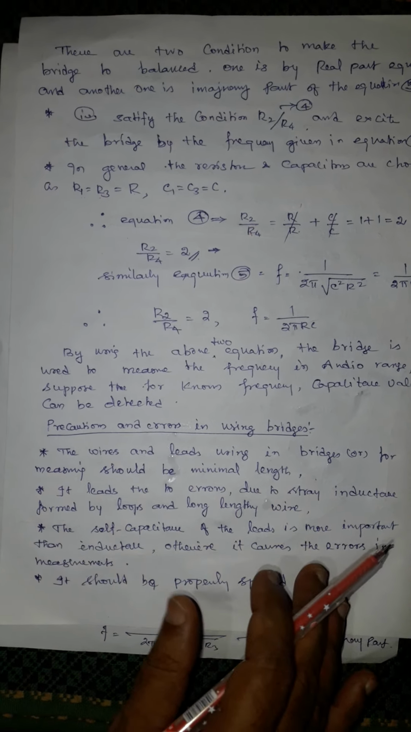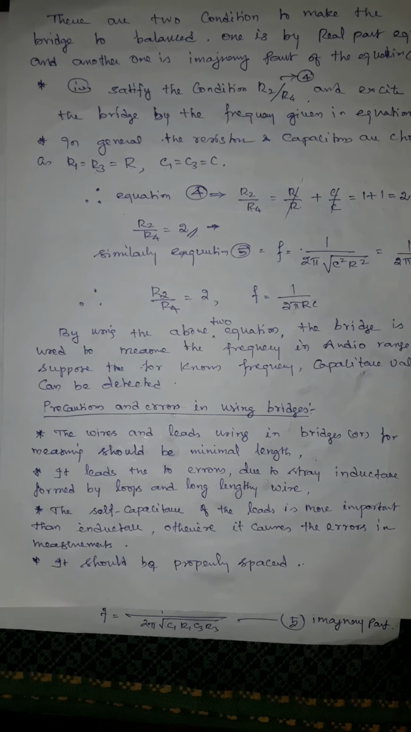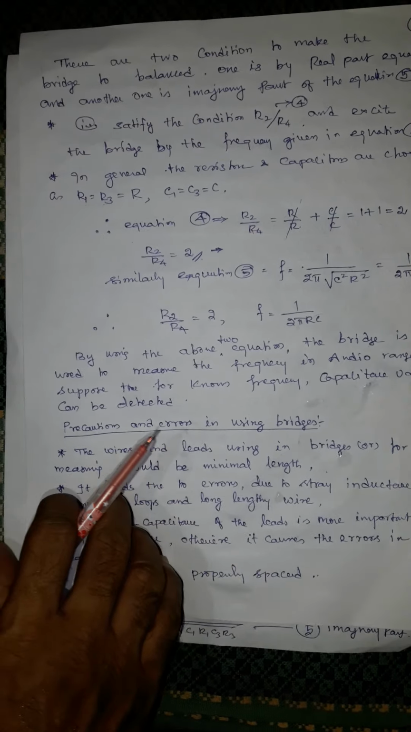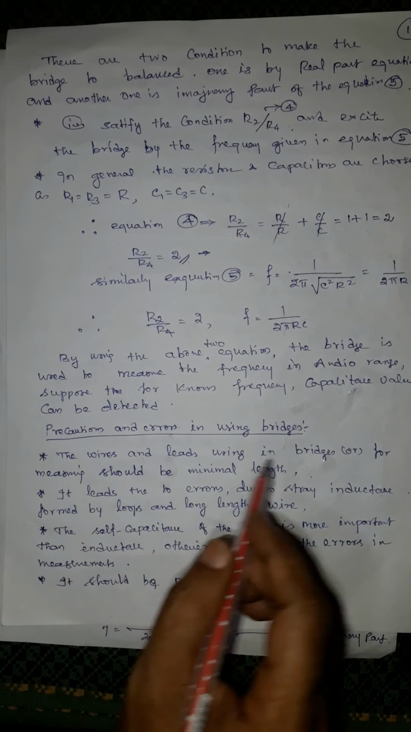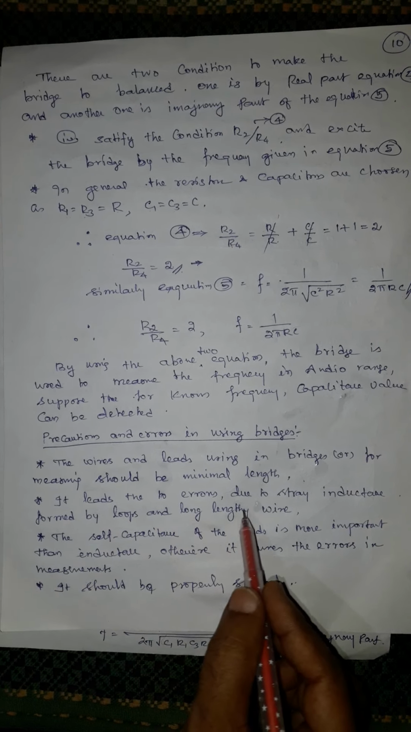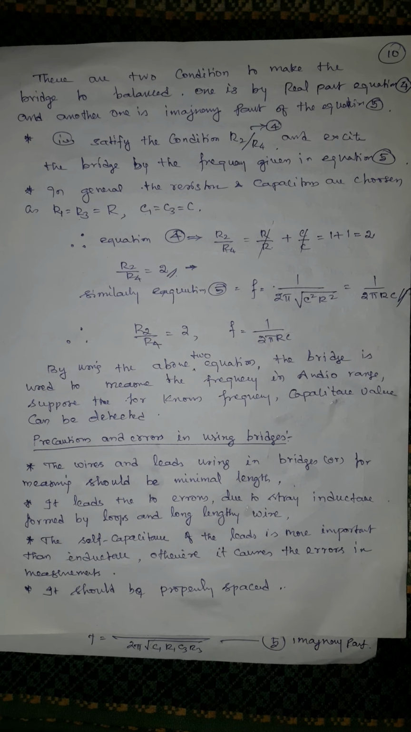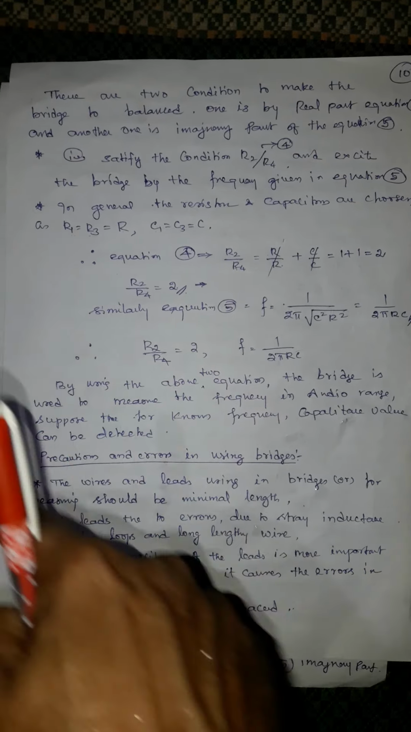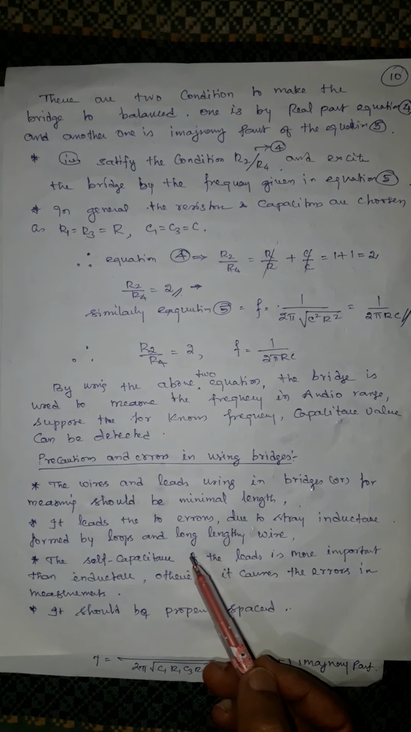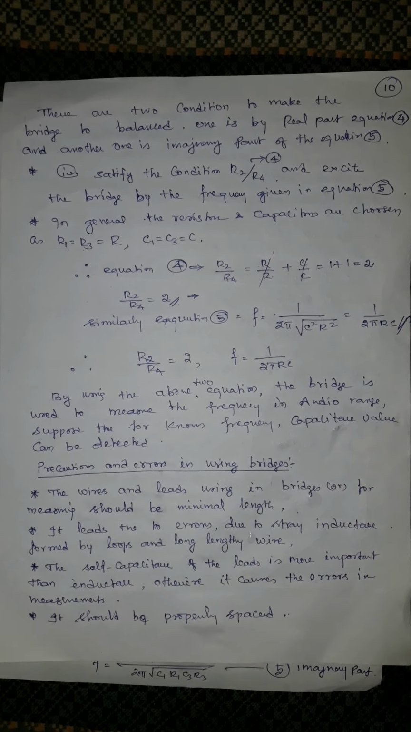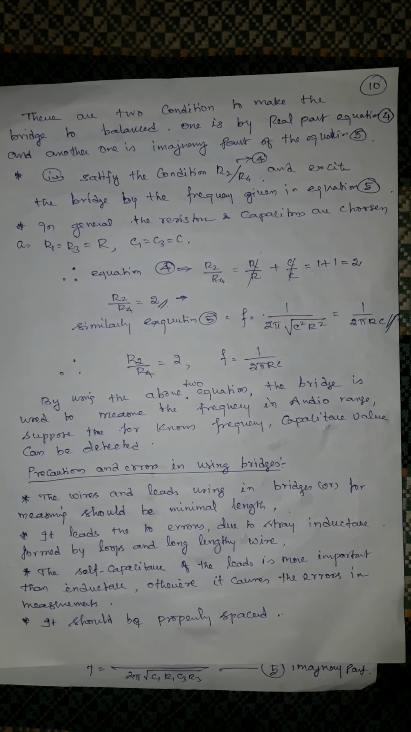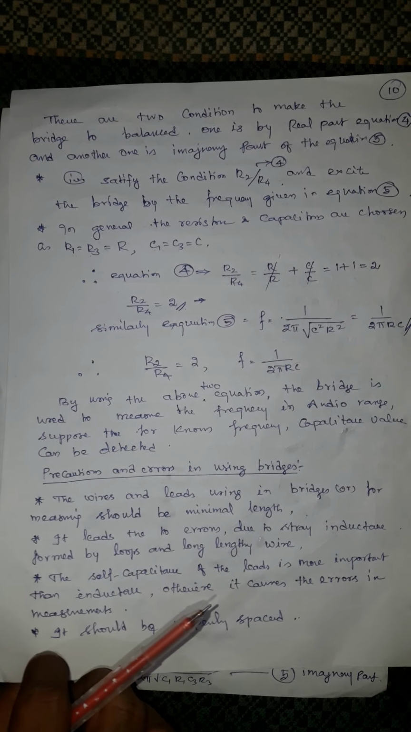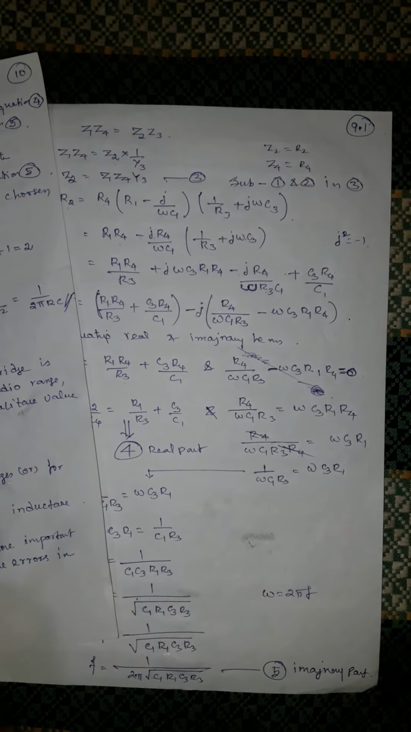What are the precautions and errors when using the bridge? The wires and leads used in the bridge for measuring should be of minimal length. Longer wires lead to errors due to stray inductance. If the wire forms a loop, it gives a problem due to inductance. The self capacitance of the lead is more important than inductance, otherwise it causes errors in the measurement. It should be properly spaced, since stray capacitance also gives errors.